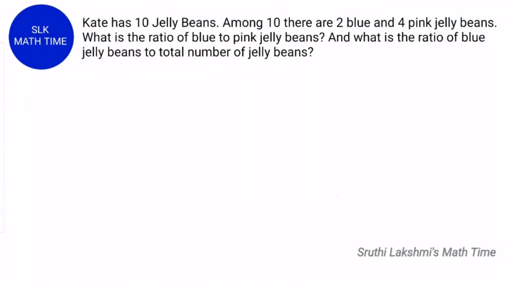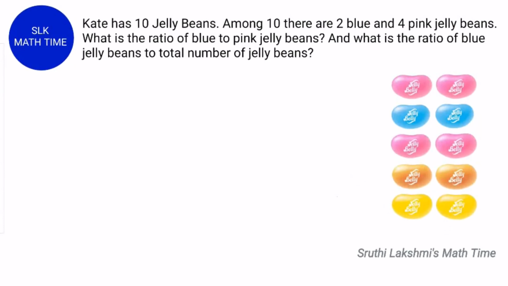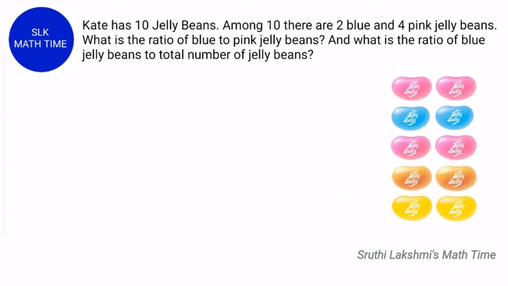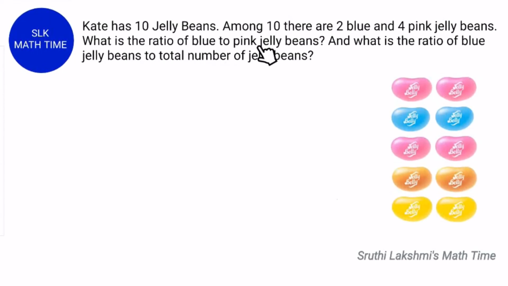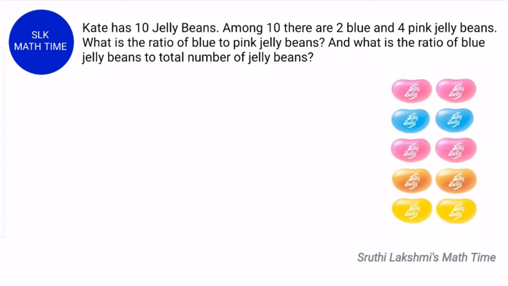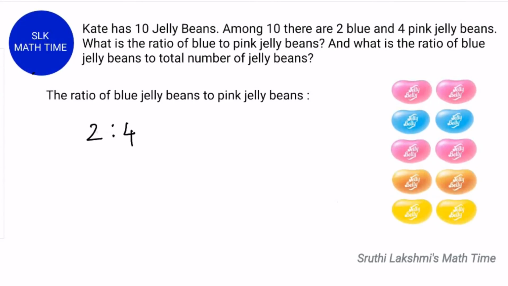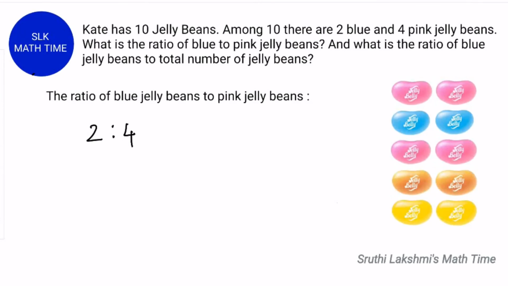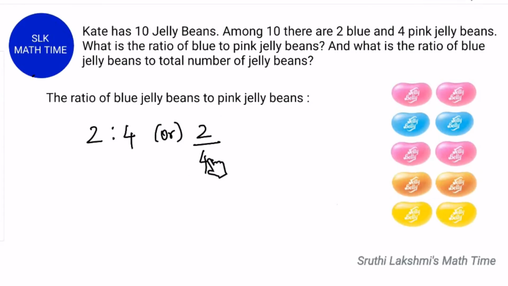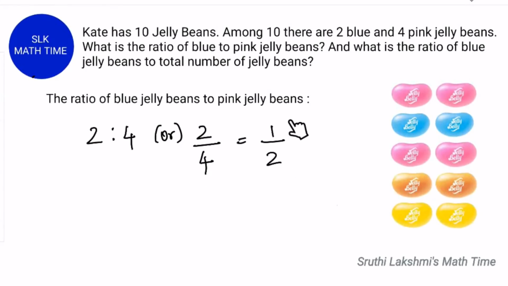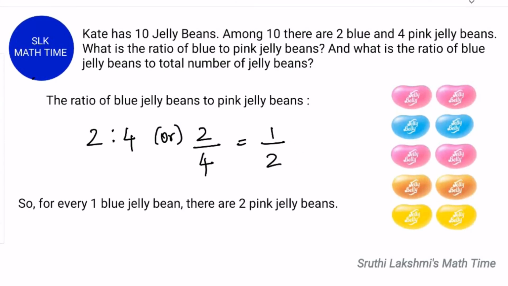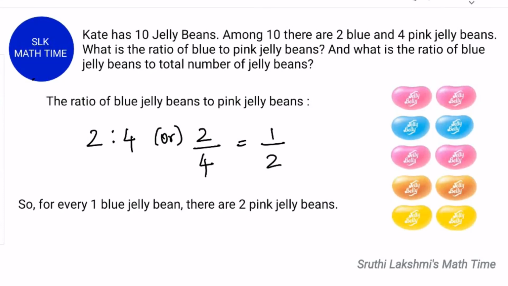Kate has 10 jelly beans. Among 10, there are 2 blue and 4 pink jelly beans. The question is, what is the ratio of blue to pink jelly beans? Here we have 2 blue jelly beans and 4 pink jelly beans. So the ratio is 2:4. We can also write it as 2 by 4. When we simplify 2 by 4, we get 1 by 2 or 1/2. From here, we come to know that for every blue jelly bean, there are 2 pink jelly beans.